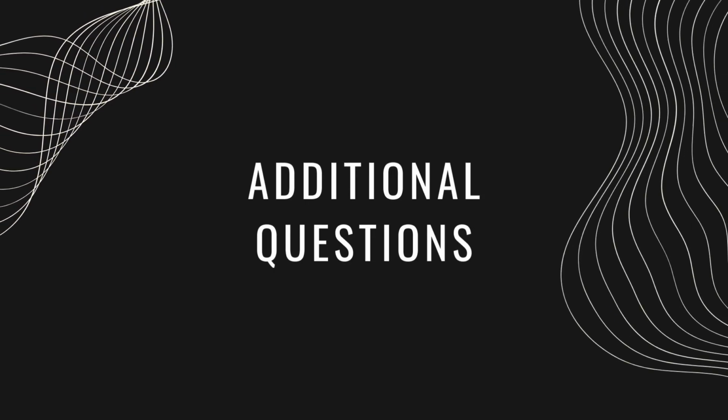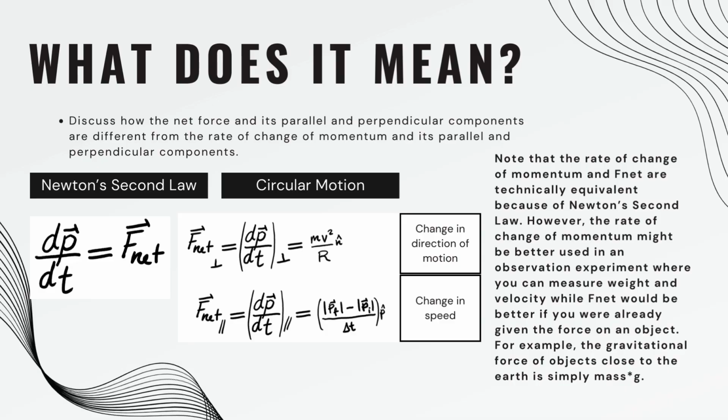As a brief analysis, I'll discuss the differences between F net and the rate of change of momentum. First, note that the rate of change of momentum and F net are technically equivalent because of Newton's second law. However, the rate of change of momentum might be better used in an observation experiment where you can measure weight and velocity, while F net would be better if you already knew the force on an object. For example, the gravitational force of objects close to the Earth is simply the mass times g.